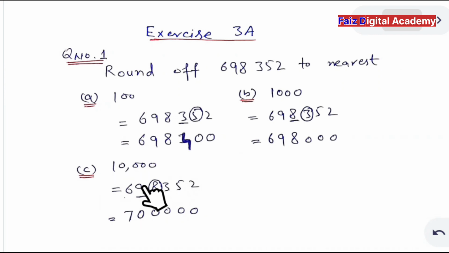In the C part, we have to round it off to the 10,000 level. So unit, 10, 100, 1000 and 10,000. So 9 is at the 10,000 place, and the next number is 8. Because 8 is bigger than 5, we will add 1 and this 9 will become 10. So 1 is added into the 6 and it becomes 70,000.